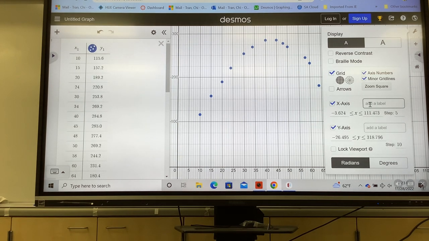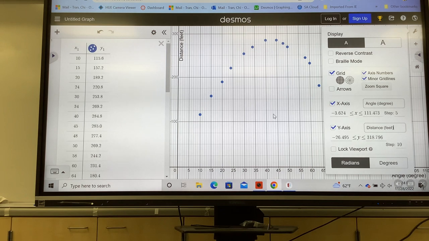First of all, on the x-axis right here, add a label. So what is the title for the x-axis? What is the x value standing for? The angle, right? Angle. The unit is degree. The y-axis label, what is that? The y-axis, distance. And what is the unit? Feet, right. All right, there you go.